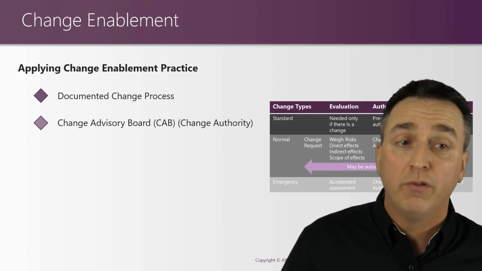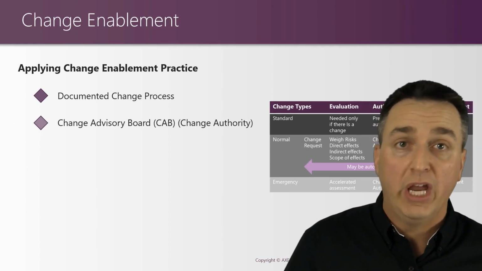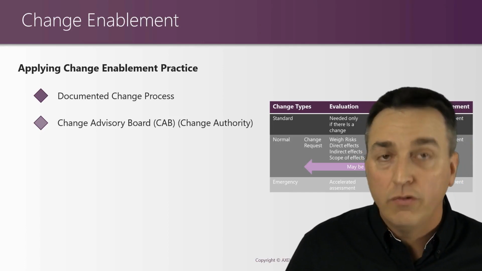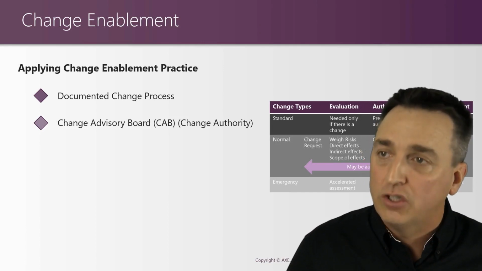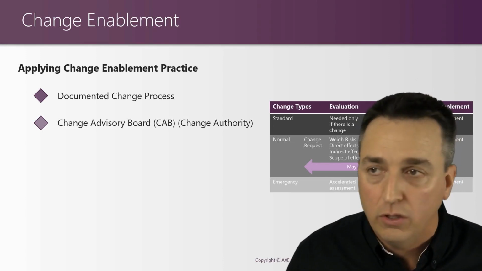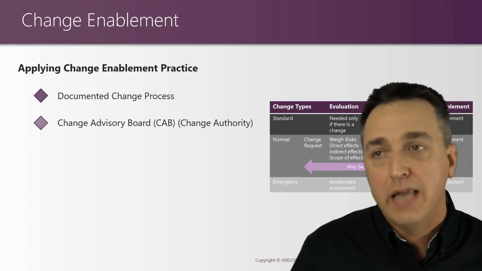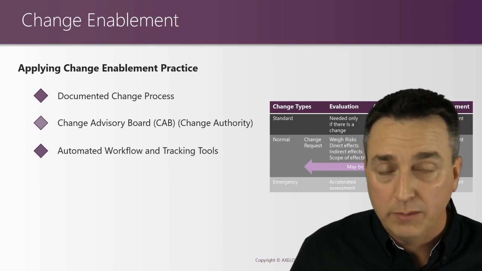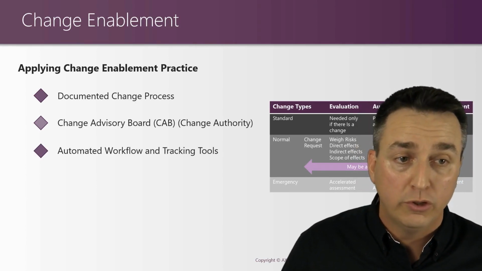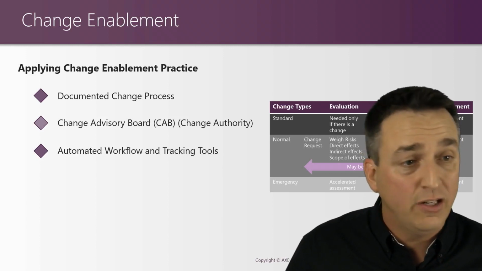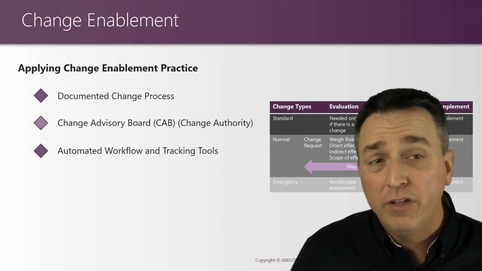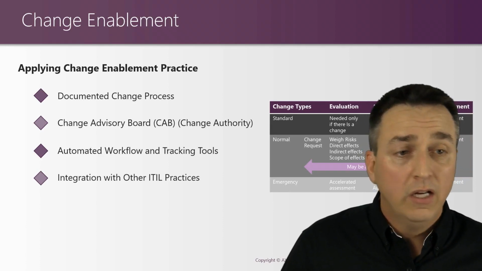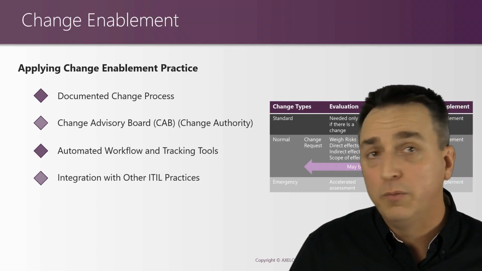You're going to have to make sure you have the right people on a board, like a change advisory board or a change authority, so that way they can assess those changes and make sure that they actually make sense and will produce the value that it's intended to produce and not negatively affect what is already happening. You'll want to automate as much as you possibly can here. You want the right tracking tools so you can manage changes, maintain your audit trails, ensure that you have the appropriate approvals before you proceed with anything, and integrate this with all of your ITIL practices.